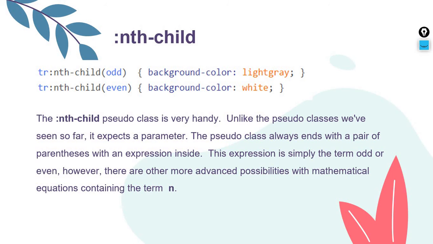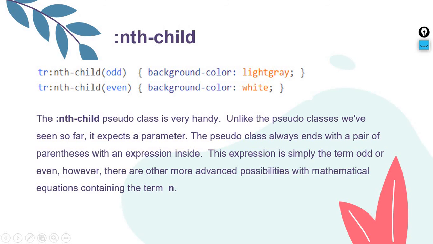The nth-child pseudo class is very handy. Unlike the pseudo classes we've seen so far, it expects a parameter. The pseudo class always ends with a pair of parentheses with an expression inside. This expression is simply the term odd or even, just like this.